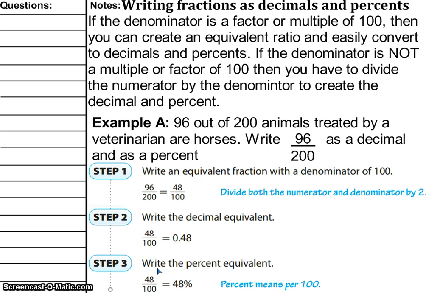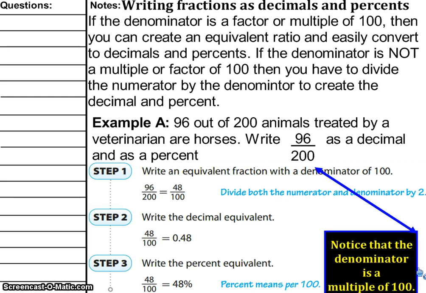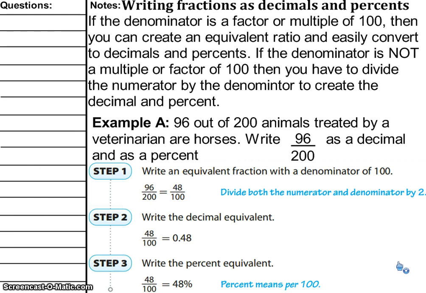Let's look at example A. 96 out of 200 animals treated by a veterinarian are horses. Write 96 to 200 as a decimal and as a percent. So since 200 is a factor of 100, we are able to get the denominator to equal 100. And in this case, in order to get 200 to equal 100, we have to divide by 2. So what we do to the denominator, we have to do to the numerator. So 96 divided by 2 is 48.